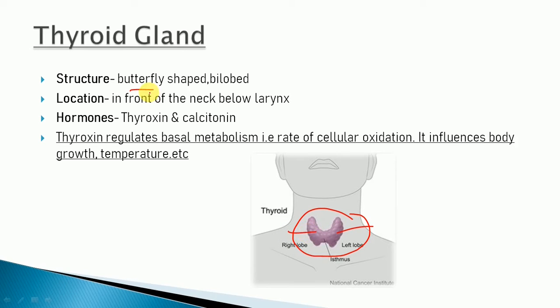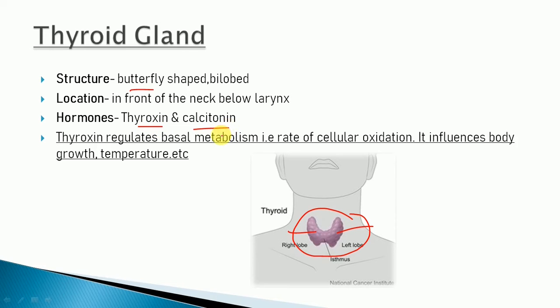Now what is the location? It is in front of the neck, below the larynx. As you can see, it is in front of the neck and it is below the structure called larynx. Now what are the hormones secreted from the thyroid gland? The hormones that are secreted are thyroxine and calcitonin.